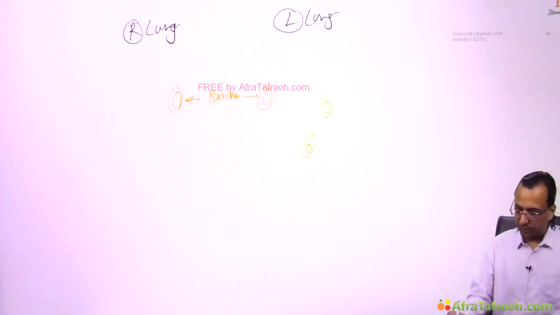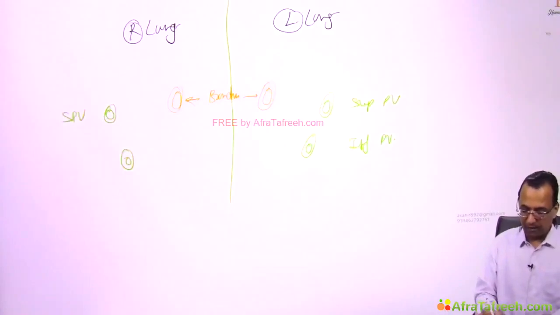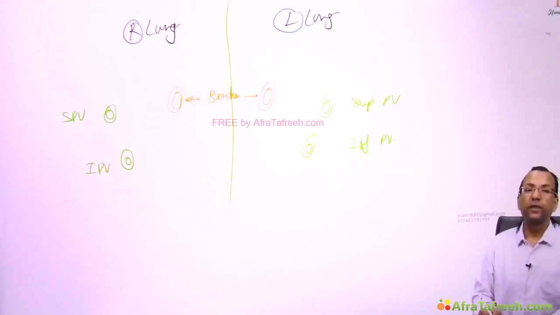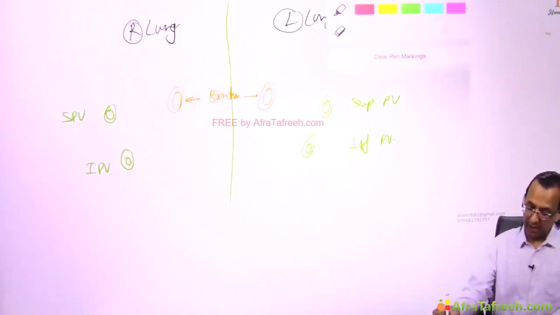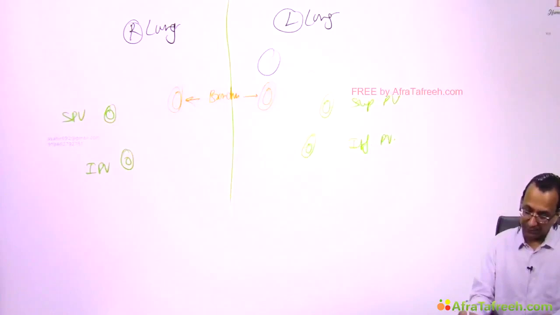And what are these veins? Superior pulmonary vein and inferior pulmonary vein on either side. So here also superior pulmonary vein, inferior pulmonary vein. Now, what about the artery? You will see that the arrangement of structures is such that the artery is more superior. You mean pulmonary artery? Yes, the pulmonary artery. It is more superior.